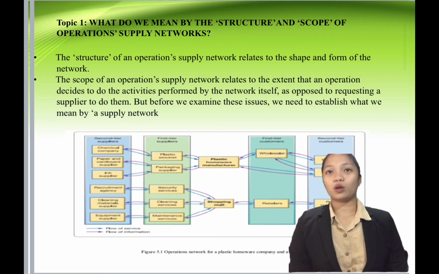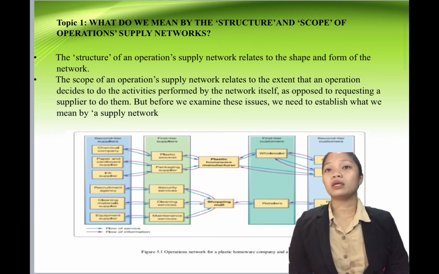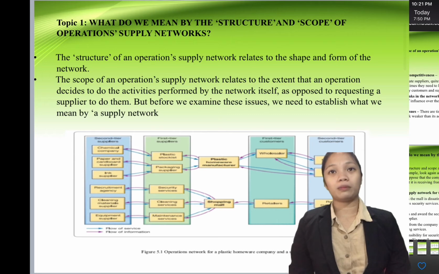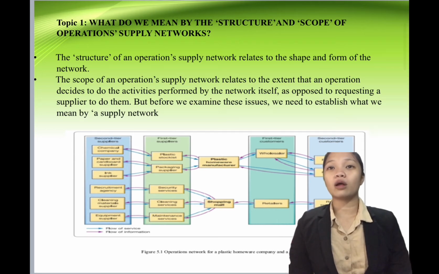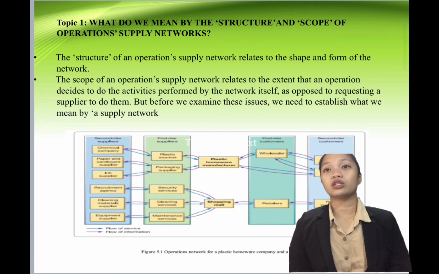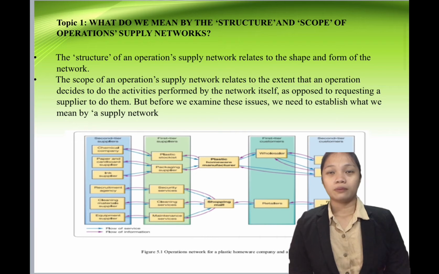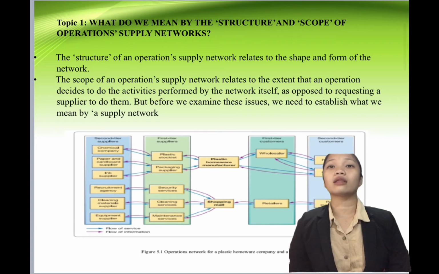We'll move on to topic 1, entitled What do we mean by the structure and scope of operation supply networks? The structure of an operation supply network relates to the shape and form of the network. The scope of an operation supply network relates to the extent that an operation decides to perform the activities itself, as opposed to requesting a supplier to do them. But before we examine these issues, we need to establish what we mean by supply network.